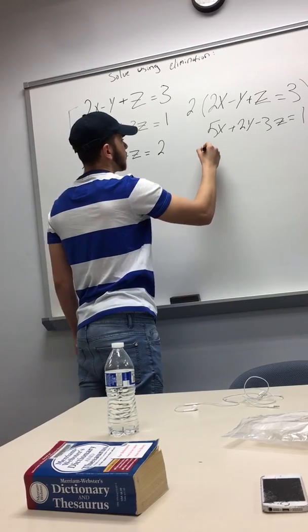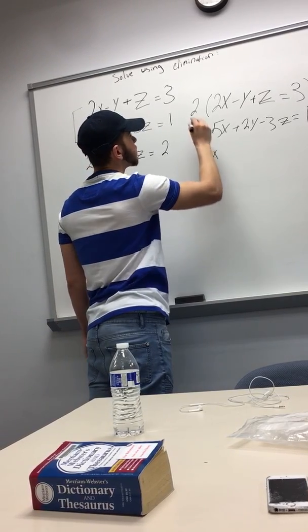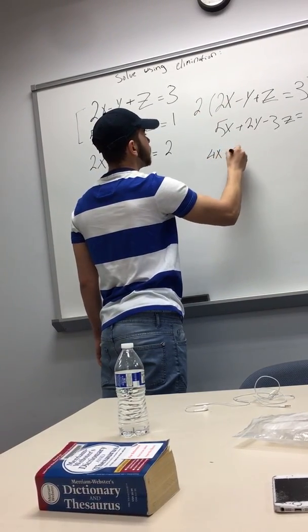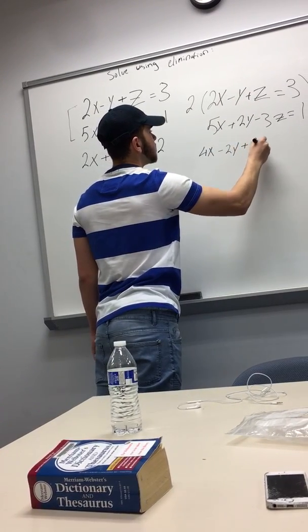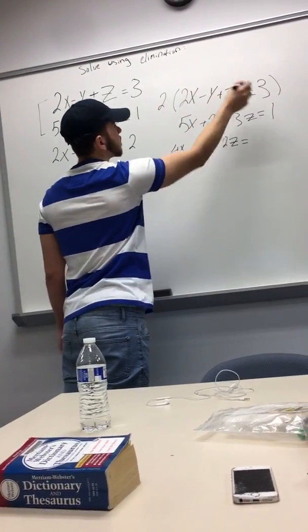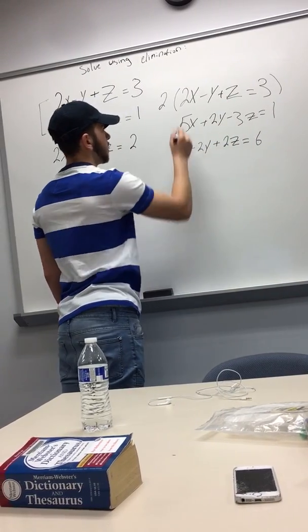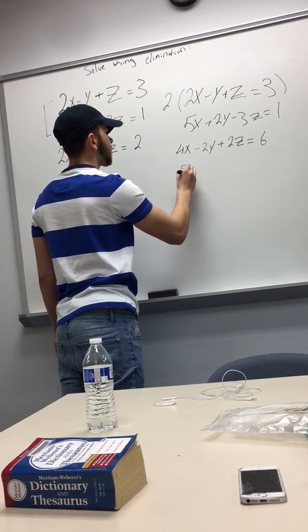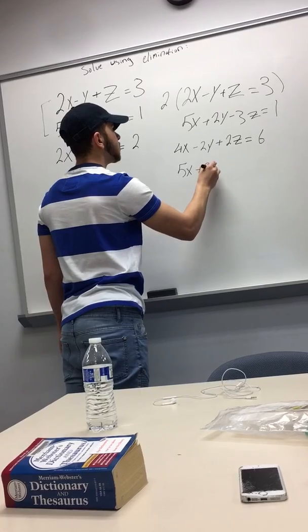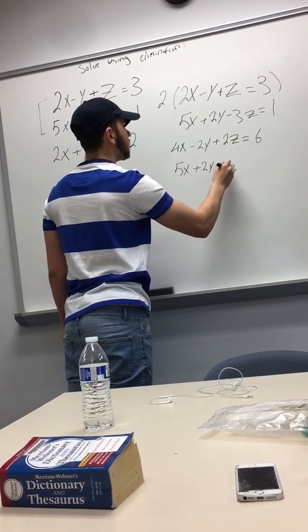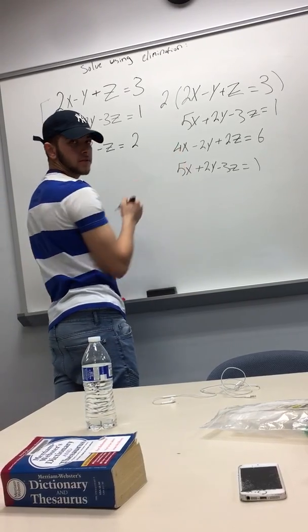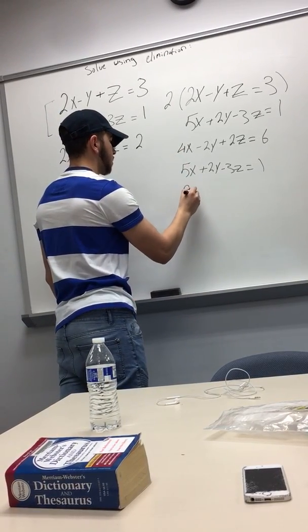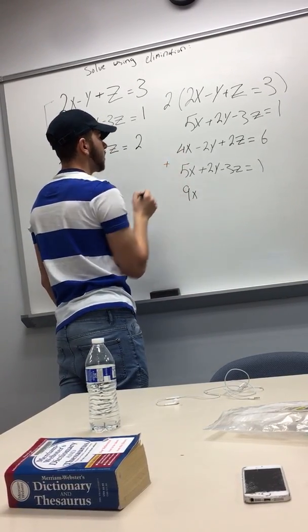So 2 times 2 is 4x, 2 times negative 5, negative 2y, 2 times z plus 2z equals 2 times 3 equals 6. And then you just drop that, 5x plus 2y minus 3z equals 1. Alright, 4 plus 5 equals 9x. So you just add here.